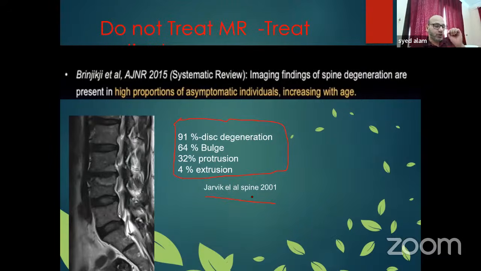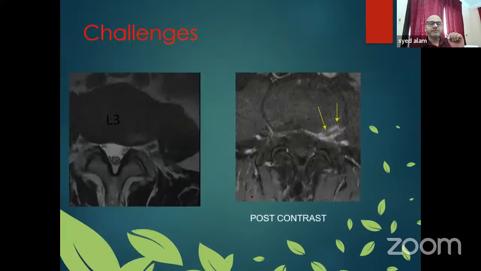So we have to know which is causing symptoms. That is the challenge. There are some options for that. If there is edema around that region, that means that finding may be the cause. Or if there is post-contrast enhancement around the nerve roots, that is the cause. So sometimes contrast can help us in identifying the exact cause of the symptoms.